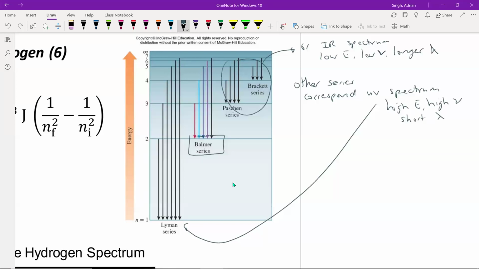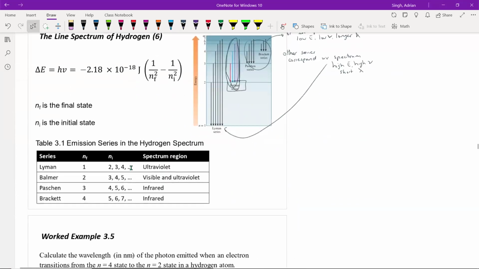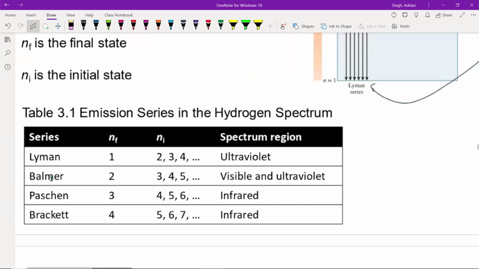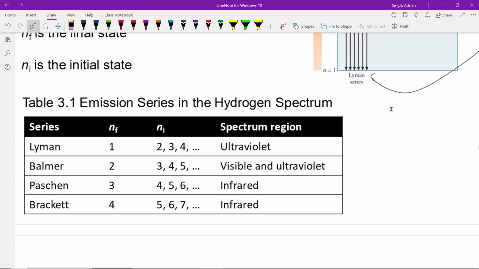wavelength. The only transitions that we can see with our eyes in the visible spectrum correspond to these four transitions here in the Balmer series, where it's going from higher energy levels to the second energy level. And that's shown in your table. So the Lyman series is ultraviolet, the Paschen and the Brackett are infrared. We can't observe these. The Balmer series encompasses the visible and also there's an ultraviolet in there as well.